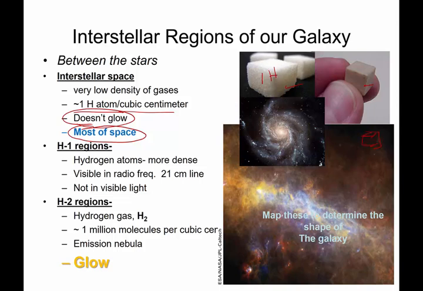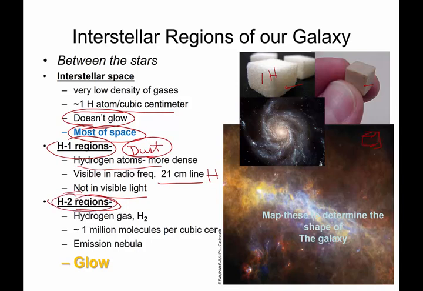Astronomers look at different areas of space and have divided them into H1 and H2 regions. An H1 region is one that contains hydrogen atoms that are more dense. These we can see in the 21 centimeter line of hydrogen, but they were not visible in visible light. These are areas that contain lots and lots of dust. And there's a lot of dust in nebulae, and there's a lot of dust in galaxies.